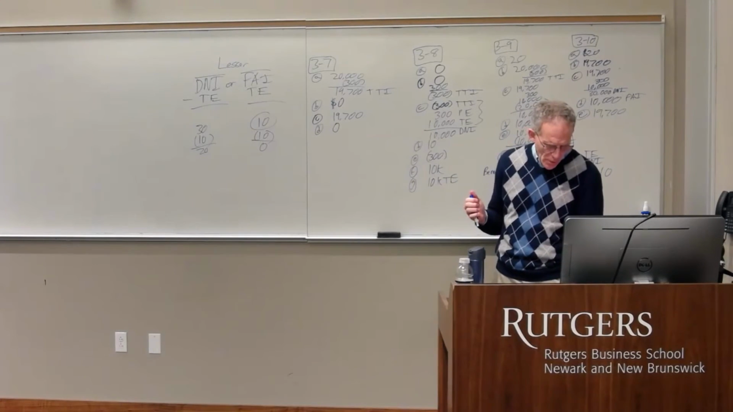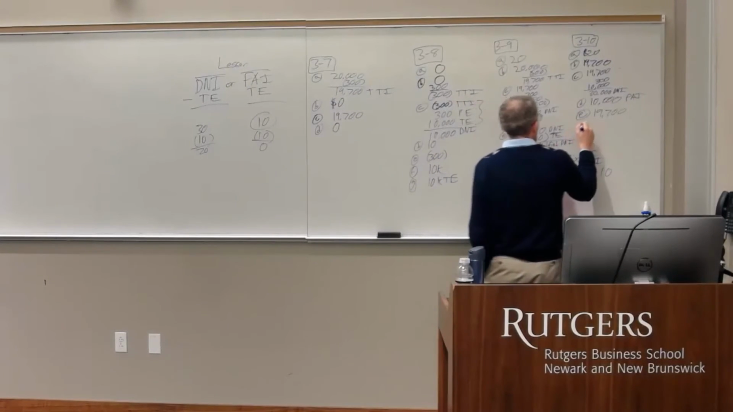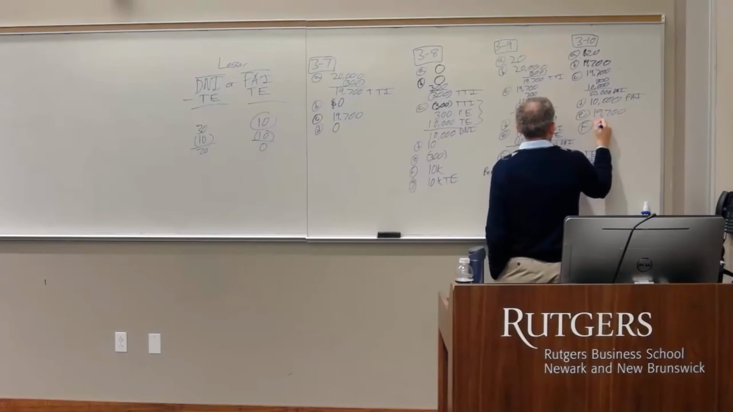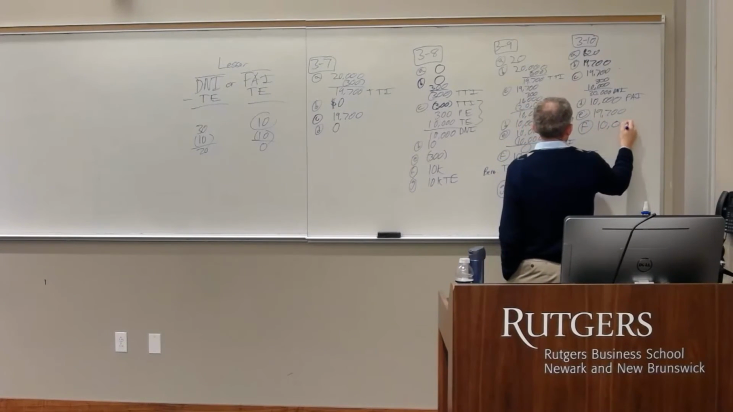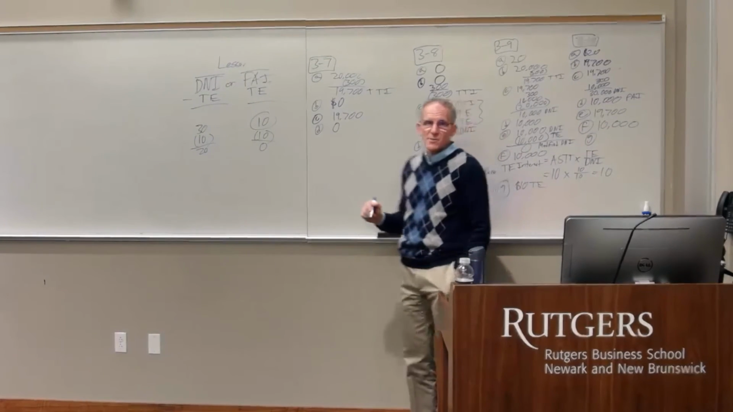Question F. What amount is subject to taxation in the hands of the grantor sister? $10,000, right? Everyone agree? She's going to get physically $10,000. Agreed?